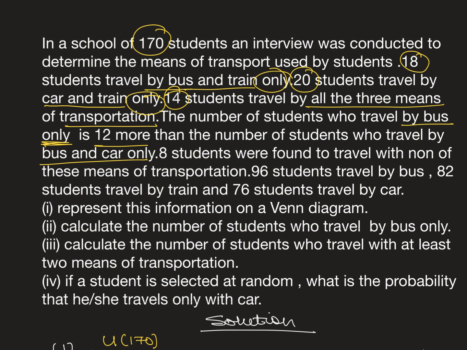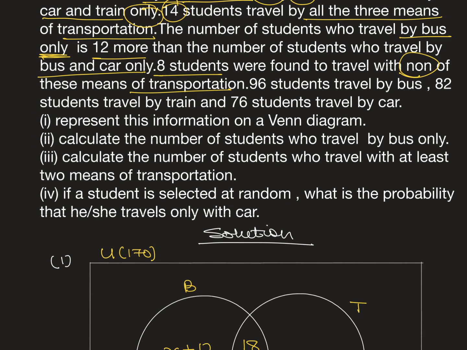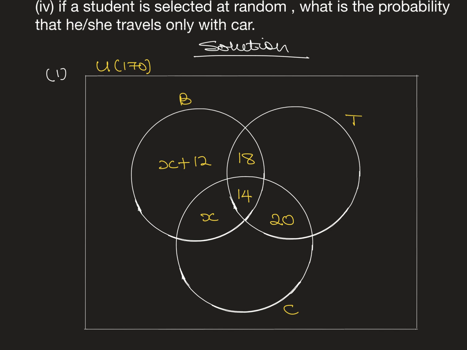Then we move on. It says 8 students were found to travel with none of these means of transportation. So 8 students were not traveling with either of these means of transportation. So we're going to write that one outside. 8 students were not traveling with bus, train, or car.